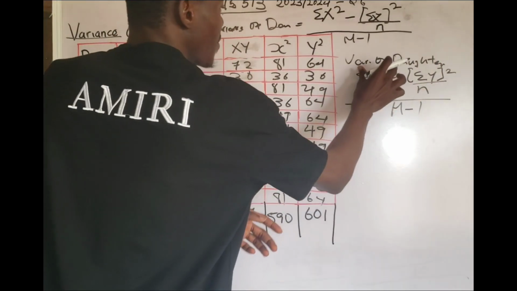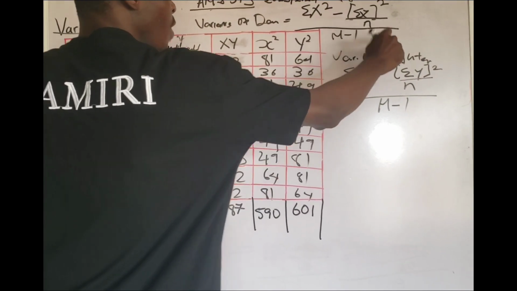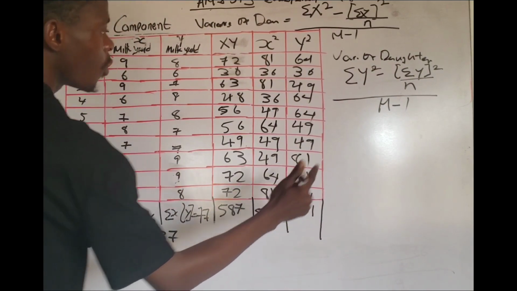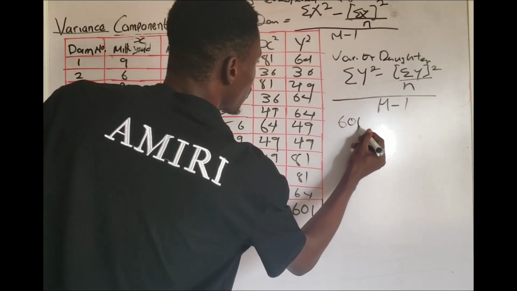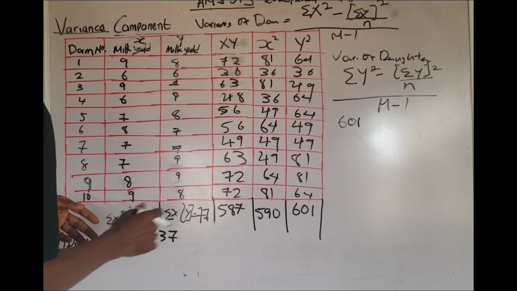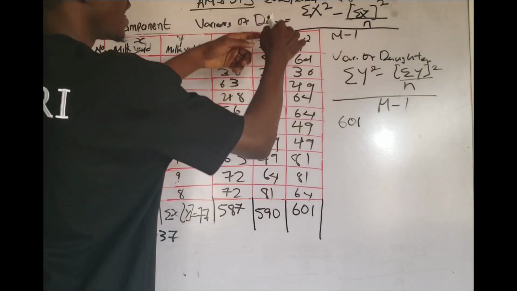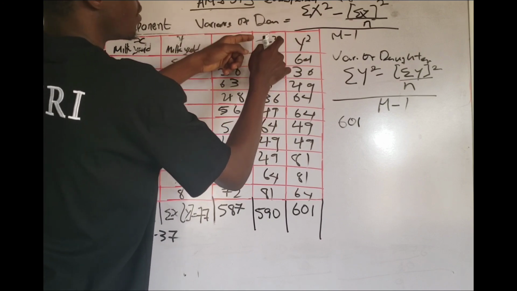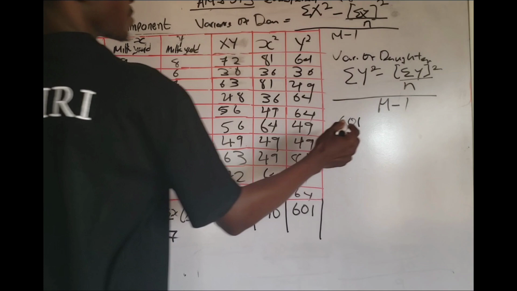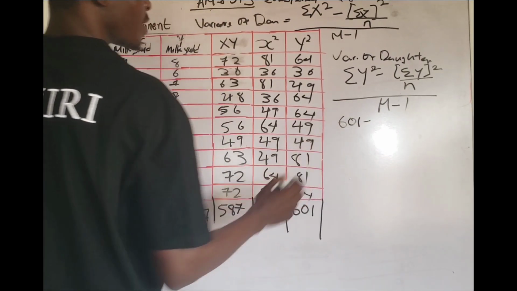So in the table here, the summation of y squared is 601. We are using the formula, for the daughter's milk yield, because x represents the dam and y represents the daughter. So now we are making use of the y, which is for the daughter.